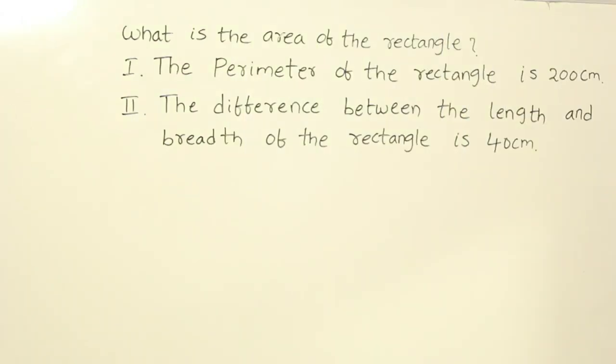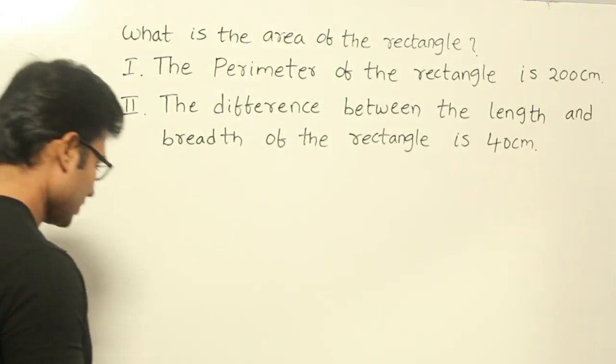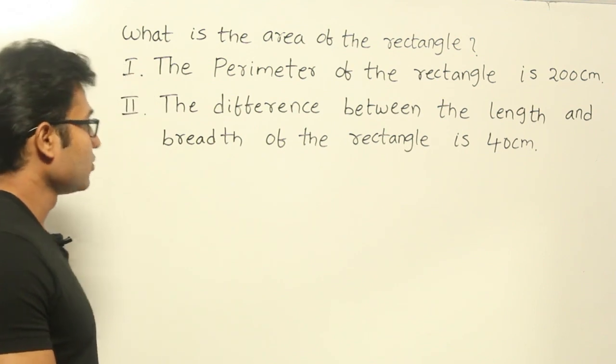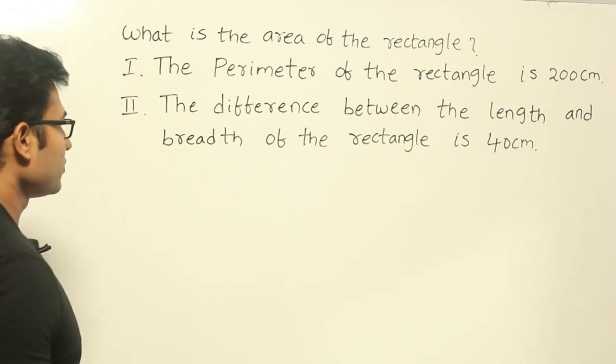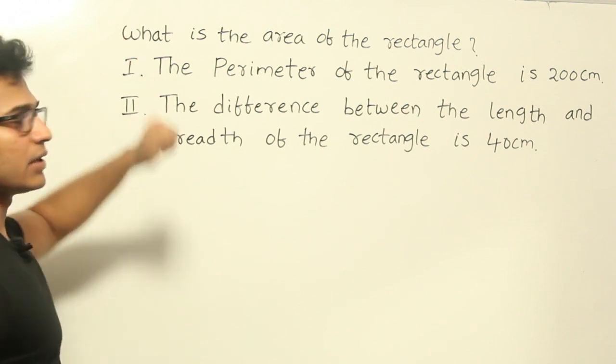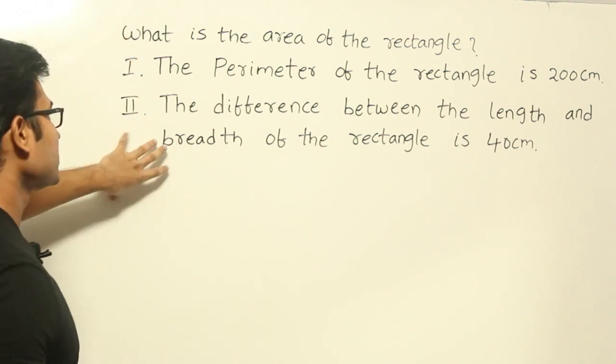Now let's see this question. What is the area of a rectangle? They are asking us to find the area of a rectangle, and you know that the area of a rectangle is equal to length into breadth. So in order to get length into breadth, we might have to use the data here. Now which one is sufficient, we shall see.